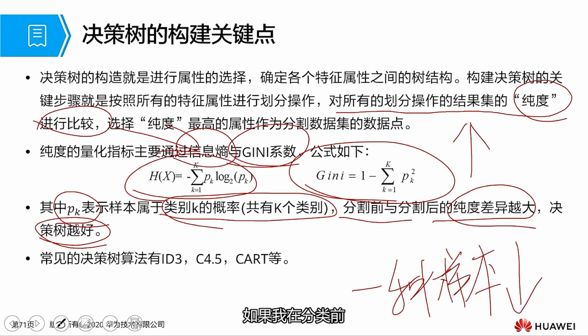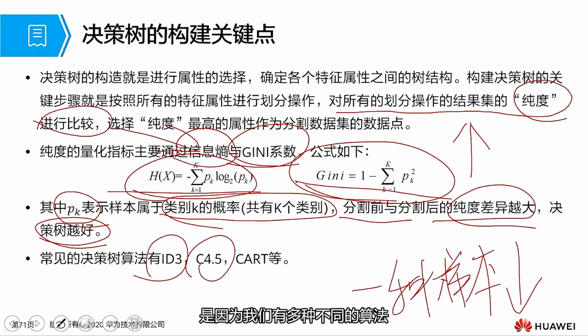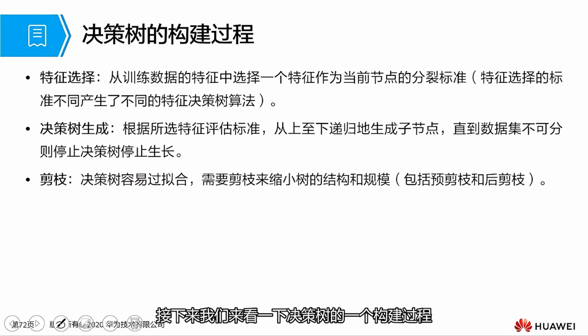So we understand now, if I were to classify beforehand, the Gini coefficient is very high. After classification, the Gini coefficient is very small, or the information entropy is very small, so our decision tree is very successful. In other words, from the original messy samples, we split into very clear samples. As a result, my information entropy and Gini coefficient will decrease, so the decision tree I build will be very good. So why are there multiple different quantification indicators of this purity here? Because we have a variety of different algorithms, and each algorithm adopts different metrics.